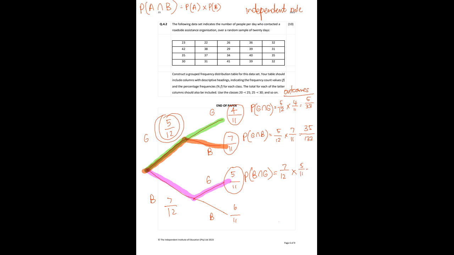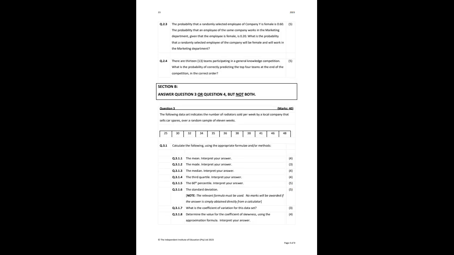And then the last thing that could have happened is you would have had blue first and then blue again. So that's a probability of blue and blue. So 7 over 12 times 6 over 11. And that is 7 over 22. And that then would be question 1. So that is the first question here for 7 marks.